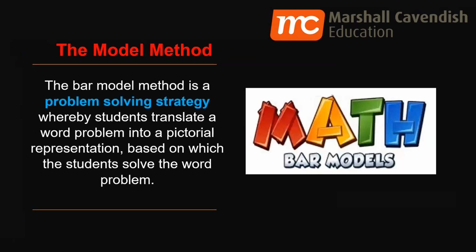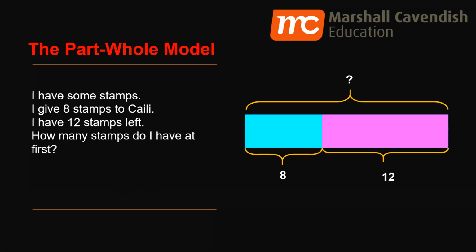stages of problem solving. The next part is, we talked about the model method. The model method is translating a word problem into a pictorial representation. All right, that's just about it. Translating words into pictorial representation. For example, like this, I have some stems. I gave 8 to Charlie and I have 12 left.